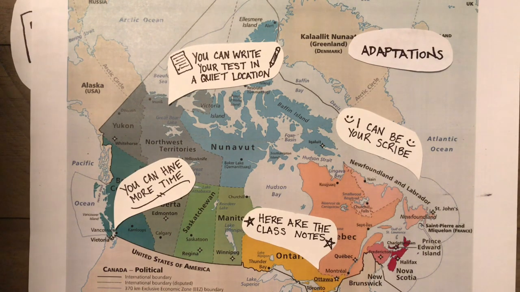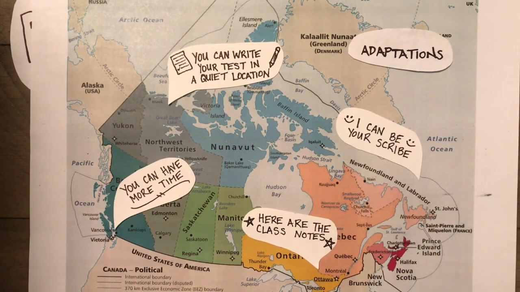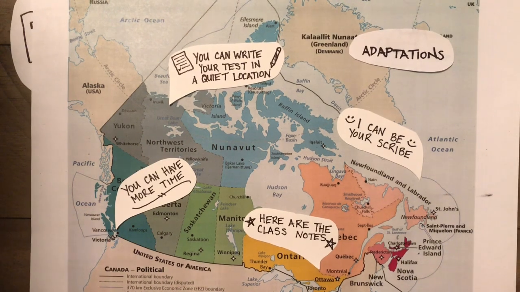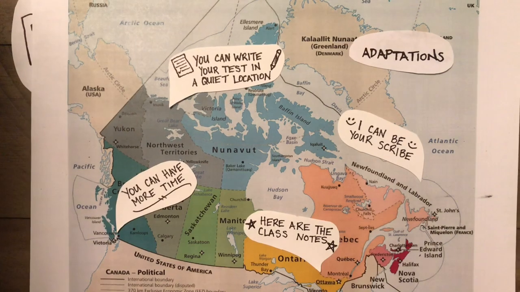But in the end, we still have the same completed map where every big idea, every province and territory, is included and assessed. Thus, adaptations do not change the big picture. They only help the child to learn and to demonstrate their understanding.